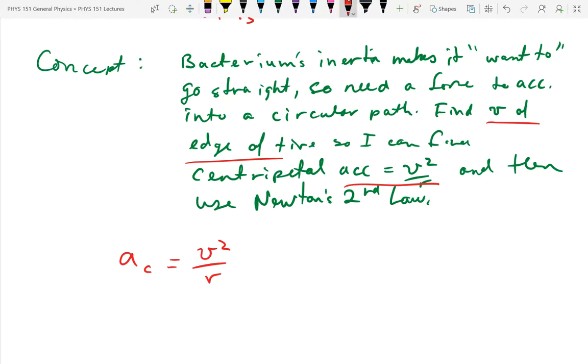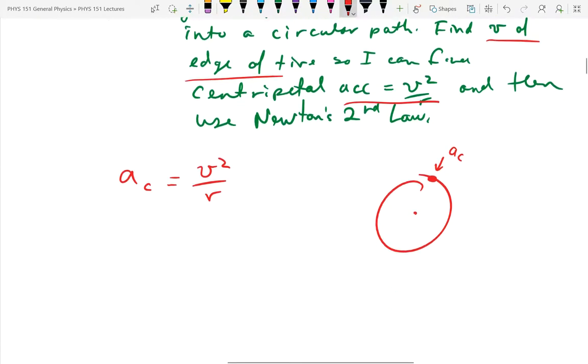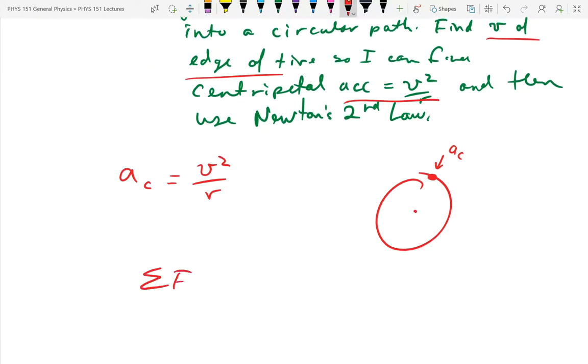And then I have on the tire, here's my bacterium. My acceleration toward the center is like that. Sum of the forces toward the center is equal to, what's the only force toward the center? I don't care. It just says with what force it has to be held. So I'm just going to try to find whatever the force is toward the center. I'll put FS for force sticky.